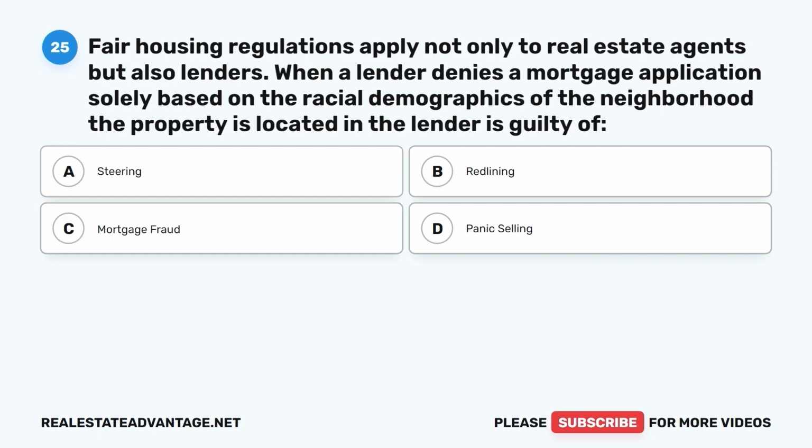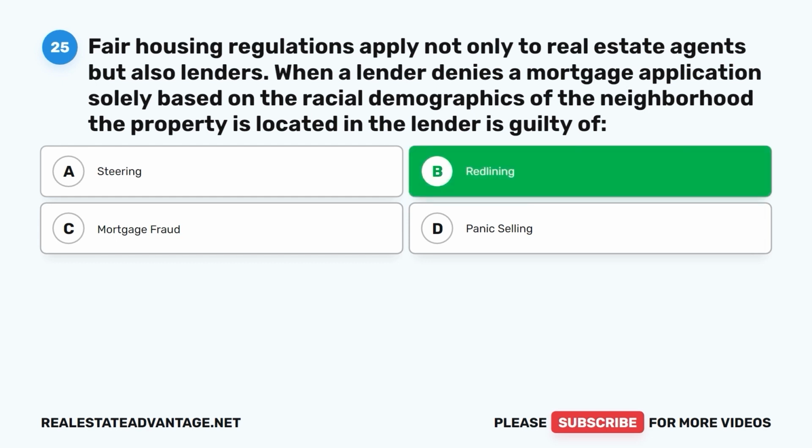Question 25. Fair housing regulations apply not only to real estate agents but also lenders. When a lender denies a mortgage application solely based on the racial demographics of the neighborhood the property is located in, the lender is guilty of A. Steering, B. Redlining, C. Mortgage fraud, D. Panic selling. The correct answer is B.